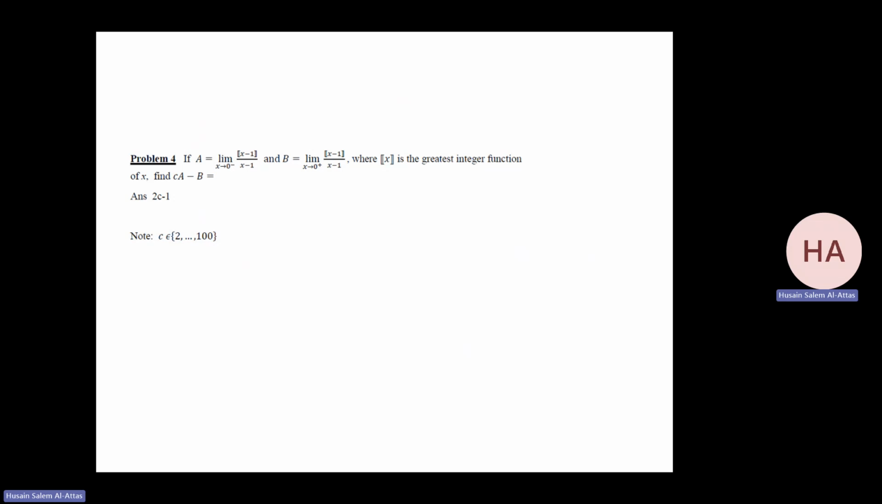x goes to 0 from left for the same expression. If x goes to 0 from left, what will happen to x minus 1? We subtract 1, so that will be minus 1 from left. What will be the greatest integer of x minus 1? This is minus 1 from left, so I'm at minus 1.00 something. So that will go to minus 2.